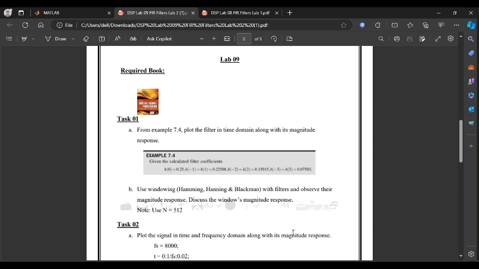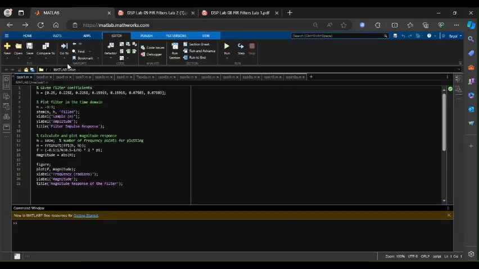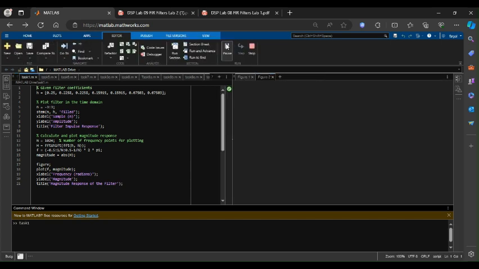And then part B is: use windowing, that is Hamming, Hanning and Blackman, with filters and observe their magnitude response. Discuss the windows' magnitude response, and note: use N equals 512. Moving on with the very first MATLAB code of today's task, that is the use of filter coefficients.